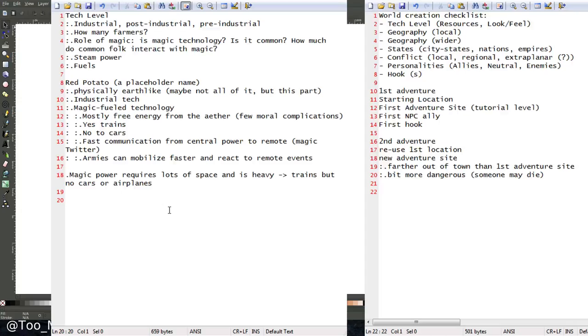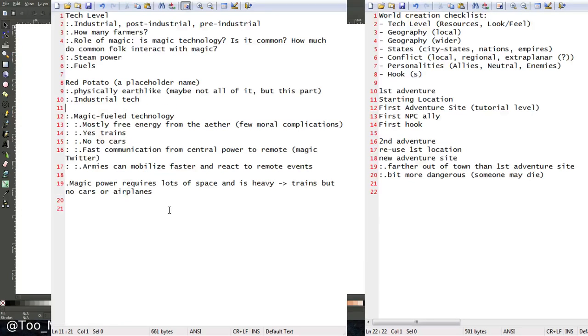Let's see, what's some other kind of magic-powered technology? Notice I'm not necessarily using magic as technology. I'm not going to have a gun that shoots lightning necessarily, but I might have a lightning-powered machine gun or something like that. Actually, that's another one that we want to talk about here. We're doing industrial tech, and I totally want to put firearms in. So I'm just going to make a note that we're going to have firearms, and let's even say we're going to have rifles.